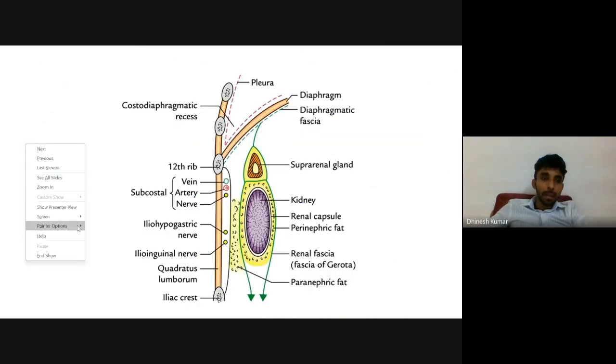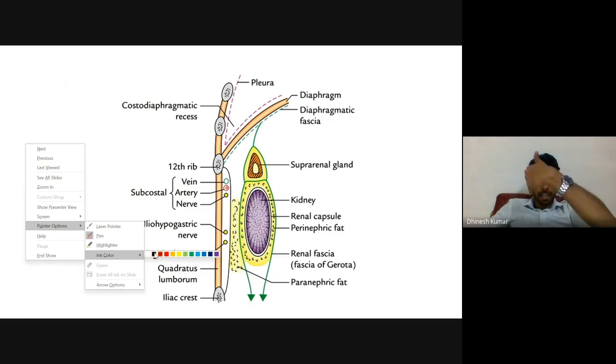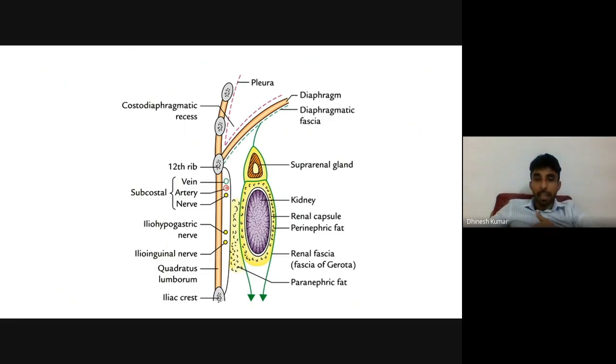This diagram is the sagittal section of the kidney, showing the four coverings. What are the four coverings I have told you just now? Yes. From inside outwards, the four coverings are: number one, the renal capsule, otherwise called the true capsule.